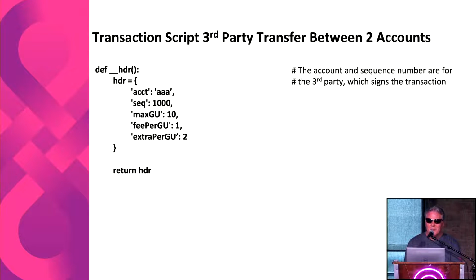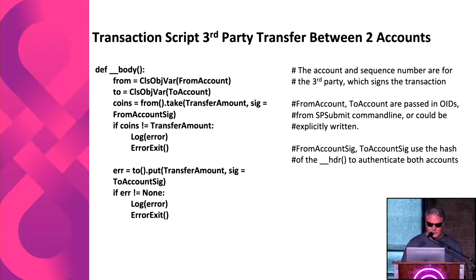So let's just go through the source of the transaction script for a third party. The first part is very identical to any other one. You put a header together. Nothing particularly special there. The only important point, though, is this is a third-party accounts header, and that's their account, not either of the two parties involved in the transfer. Okay, let's go to the next slide.